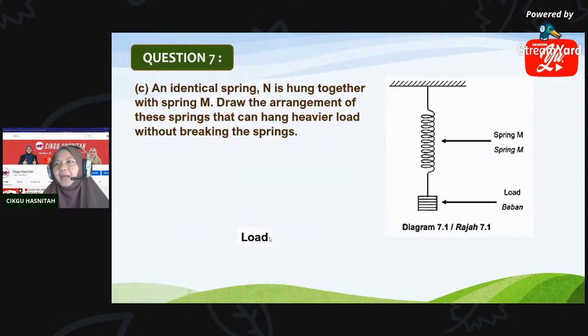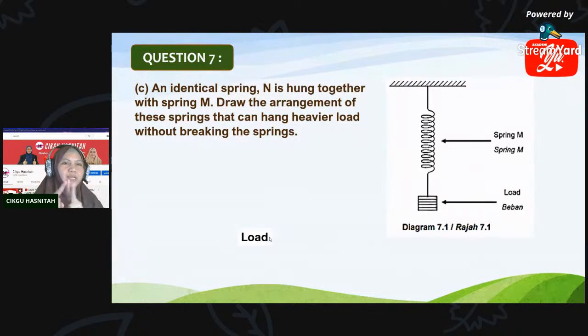Now, identical spring N is hung together with spring M. Spring M and N are identical, the same type of spring. Same length, same material, same thickness, same spring constant. Draw the arrangement of springs that can hang a heavier load without breaking the spring.